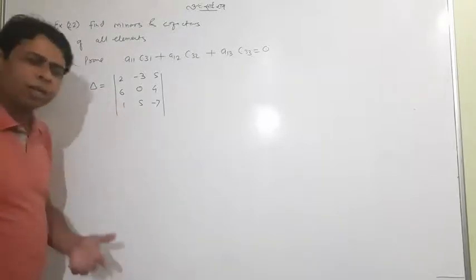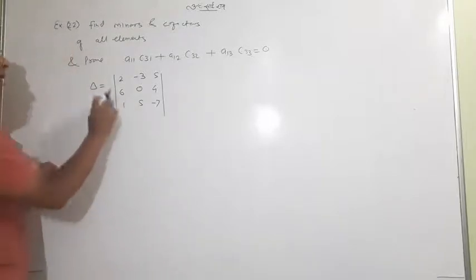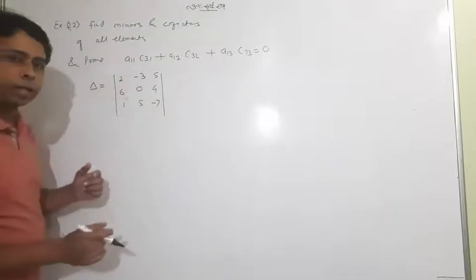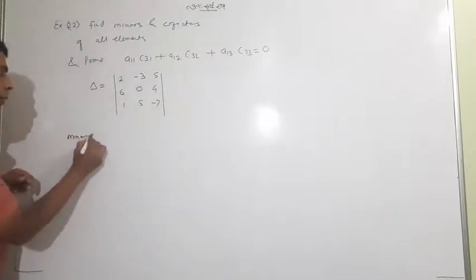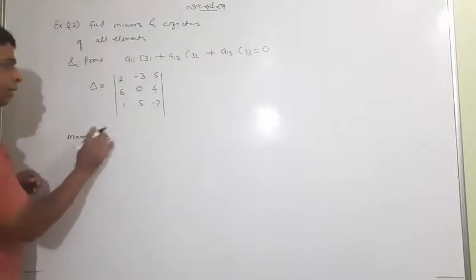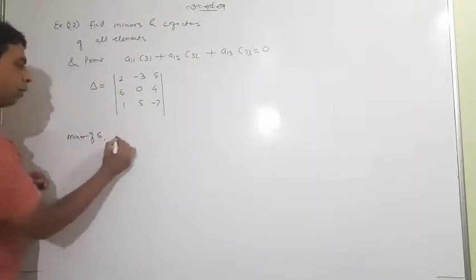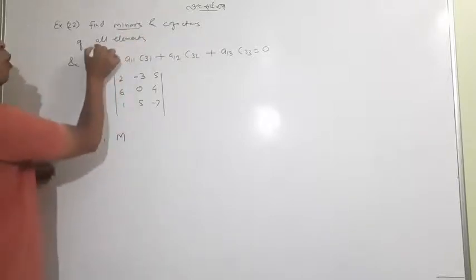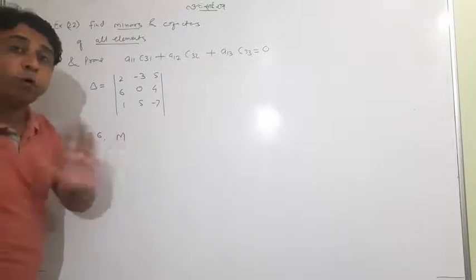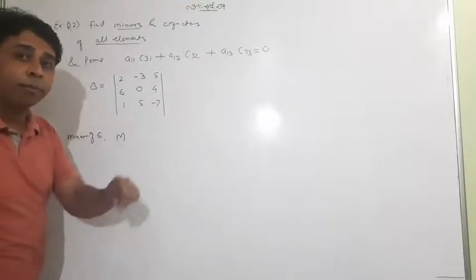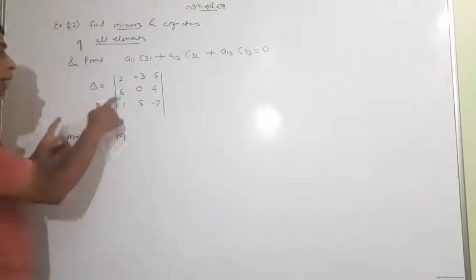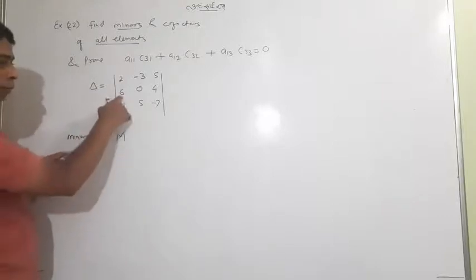We won't do everything because it is now your practice. I will tell you a few elements. Suppose I ask you the minor of 6. Write it by symbol. You have to find the minor of every element, but I am not finding all; I am finding just one or two elements, like I have chosen the minor of 6.